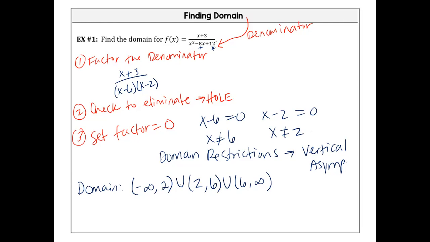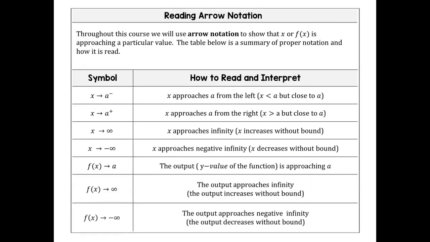Okay? So that's the basic thing that you should have left Algebra 2 being able to do with a simple rational function. Does this sound like something you can do from Algebra 2? Yes? Okay. So what we have here is just making sure you're comfortable reading the arrow notations and what they're saying. As we keep going, we're going to talk about what we are describing, what's happening.